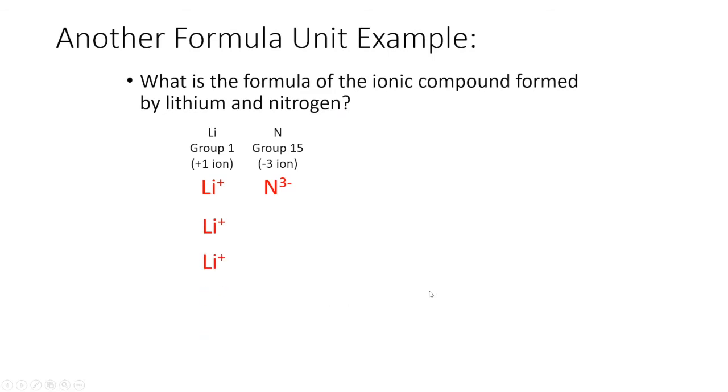If I throw in another lithium +1 ion, then I get 3 positives and 3 negatives, so it achieves that 0. It's that 3-to-1 ratio that achieves that overall neutral state. And so my formula is going to be Li with a subscript 3 to represent 3 lithium ions and then the 1 nitride ion. And again, I said nitride, that's the ion's name. I'll talk more about the naming rules in just a little bit.